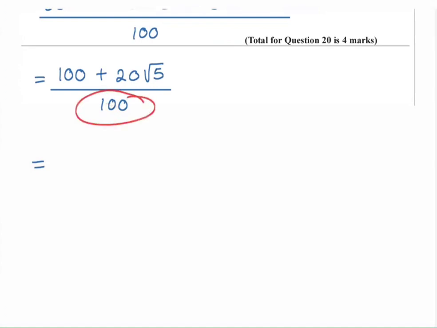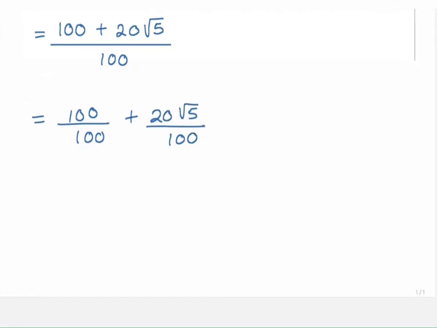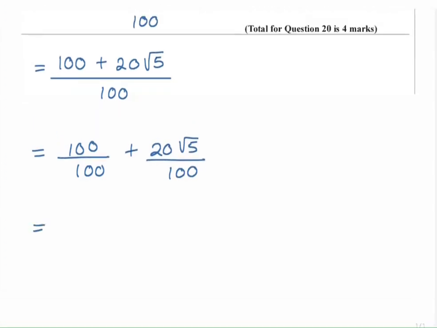Remember, 100 here is being shared by both terms in the numerator. Both of them are dividing by 100. So meaning I can write them separately as 100 divided by 100 plus 20 root 5 divided by 100. Now it's time to simplify even further. So in simplifying, 100 divided by 100 would just give us a whole number 1. Plus, we move on.